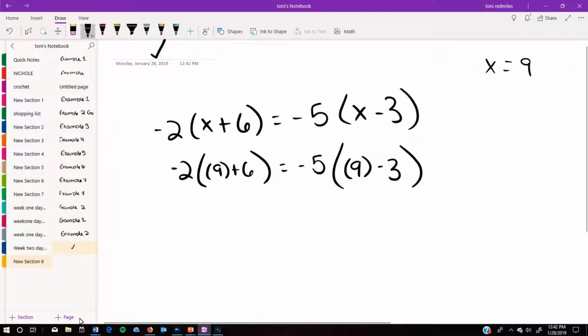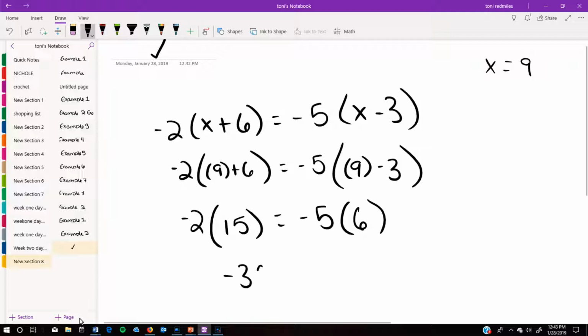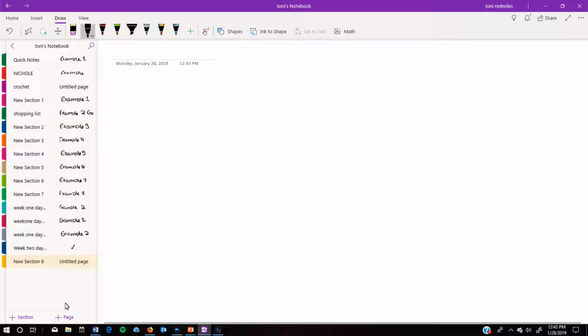All right, order of operations says I do what's in parentheses first. So 9 plus 6. Don't really need these parentheses, I'm going to ignore that they're there. And 9 minus 3 is going to give me a 6. Okay, so negative 2 times 15 is a negative 30. Negative 5 times 6 is a negative 30. It checks. We are ready for our last example of this video, which is example 3.